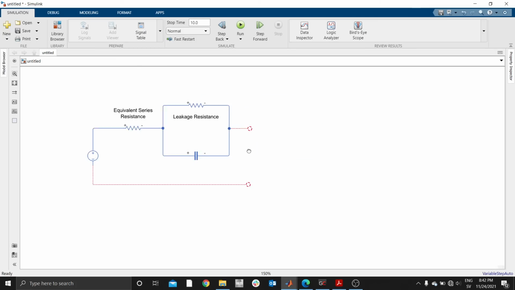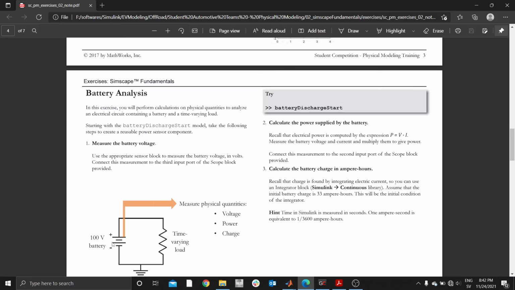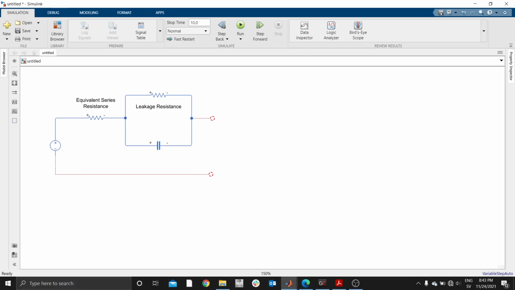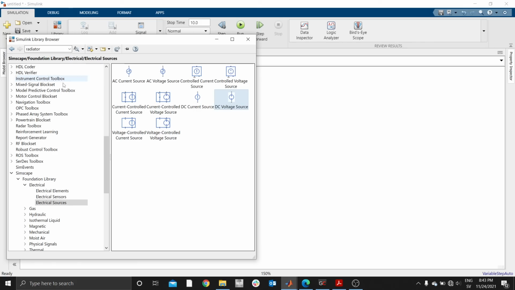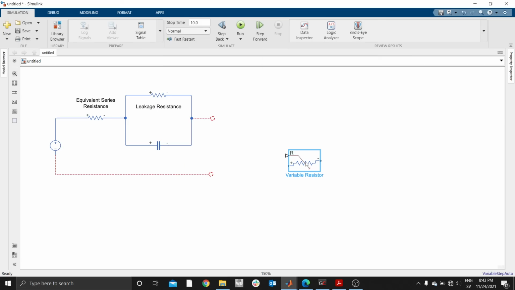Let me drag it a little bit. This one is the battery. Let's now connect the load. We have a time varying load, and we are going to use a variable resistor. Therefore, you go to the library elements, look for a variable resistor here, and press Ctrl R to rotate it.